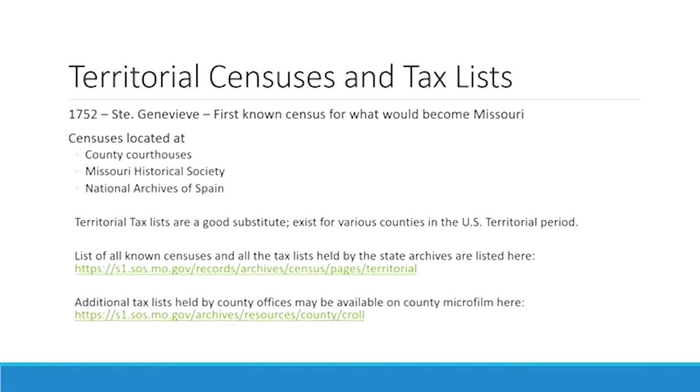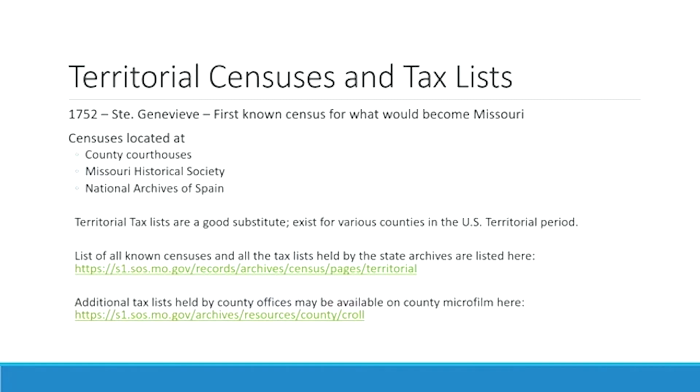So starting off with territorial censuses and tax lists, when we say territorial censuses, we could be referring to French territorial censuses, Spanish territorial censuses, or U.S. territorial censuses, although there are not any known U.S. territorial censuses. 1752 is the first territorial census for Missouri that we are aware of. It's the 1752 census of St. Genevieve. And then we have U.S. territorial tax lists up through 1820. So the territorial time period covers 1752 to 1820.